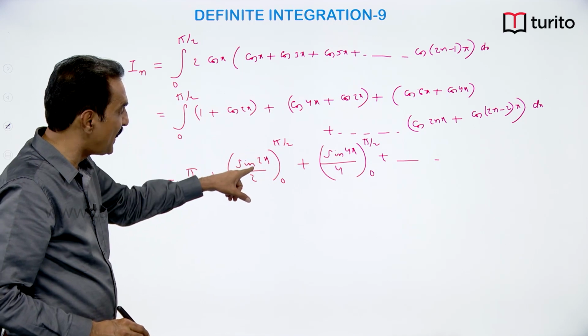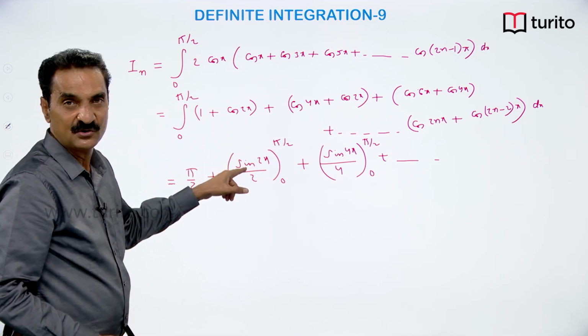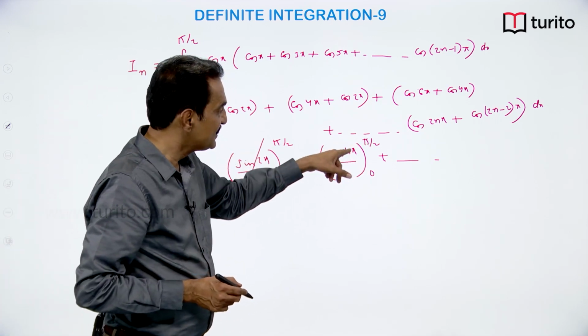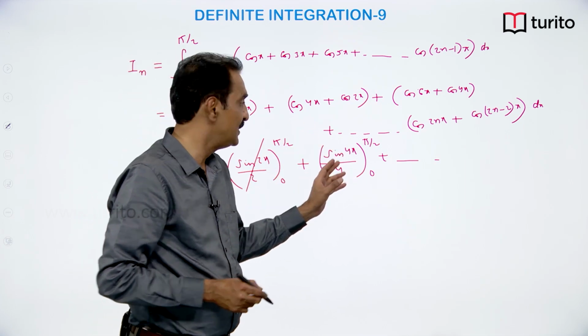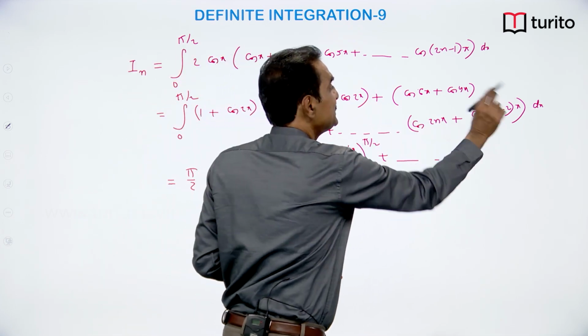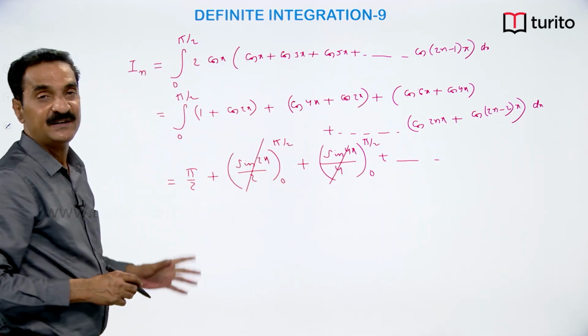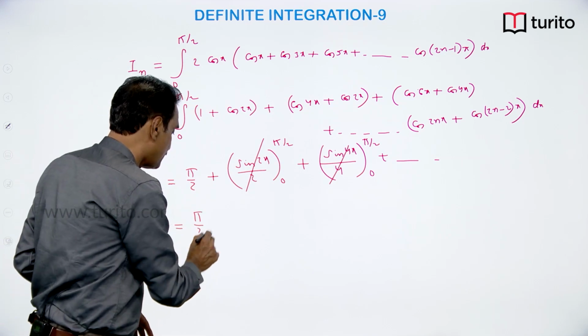Now, if you substitute pi by 2 you will get sin pi which is 0, substituting 0 also it is 0. So, this is completely 0. Similarly, here also substituting pi by 2 you will get 0, substituting 0 also you will get 0. In this way all these integrals will become 0. So, the answer is In is equal to pi by 2. Okay.